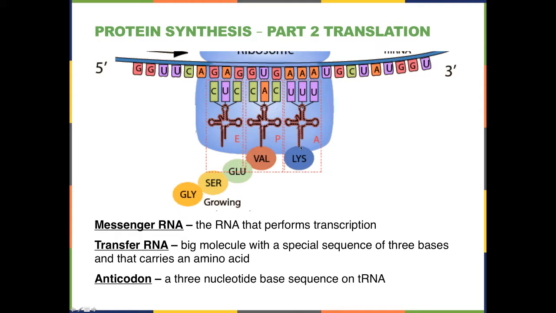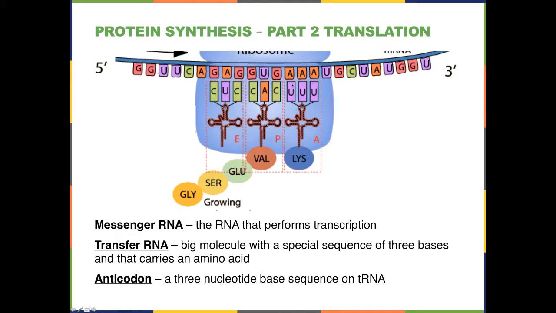Then the second one comes along and it attaches. This G has to have a C, this U has to have an A, and this G has to have a C. And so it attaches and it brings valine. And then these two amino acids attach to each other and they become part of the growing protein chain.